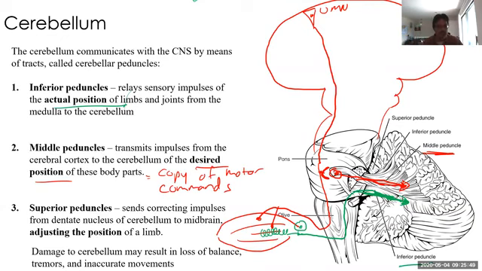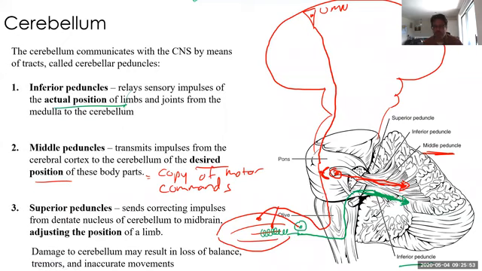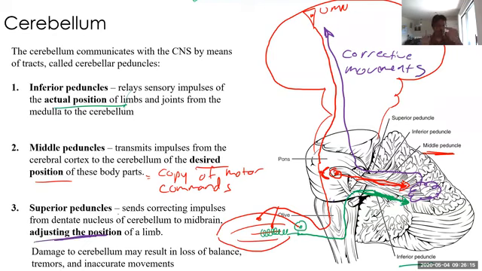So these corrective movements will be sent from the dentate nucleus, and they will go up through the superior peduncle, and that will go back up to the higher brain to correct those actions. So these will be corrective movements. The superior peduncle is going to allow us to adjust our position so that we can have a nice, smooth movement.